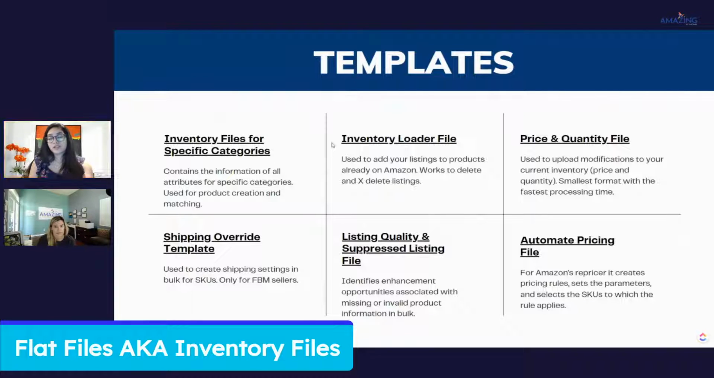And this is better when you have a big catalog with different kinds of categories, because it gets easier to manage and understand what attributes are related to what category. I will explain that when we get into the category listing report. Then we have the inventory loader file. It's used to add your listings to Amazon, and it can also work to delete listings. The inventory loader file is gold.